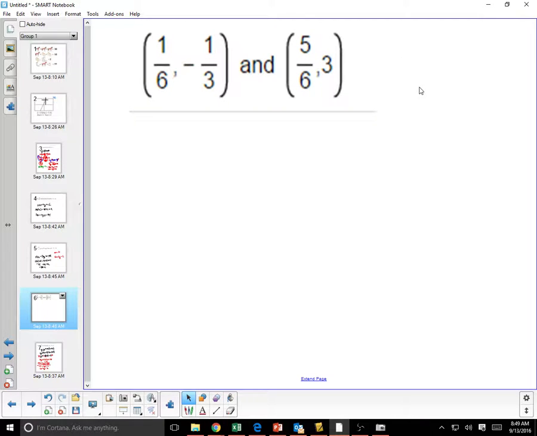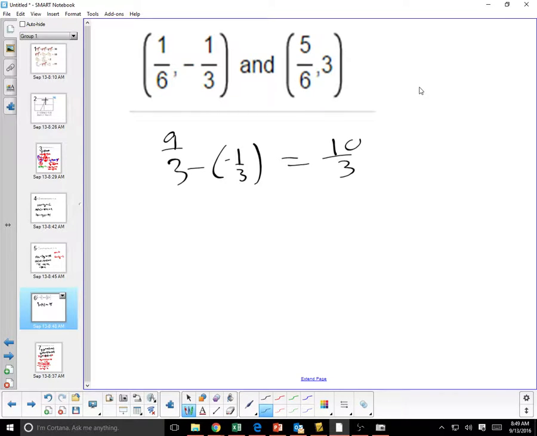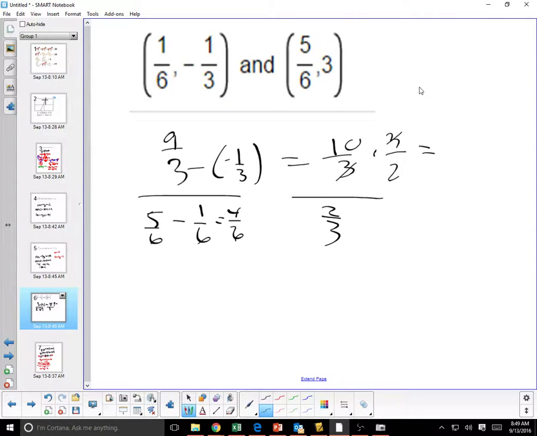Okay, changing y, changing x, right? So you're gonna have 3 minus the 1/3. That should be 9/3, so this becomes 10/3. And the denominator, 5/6 minus 1/6, which is 4/6, which is actually 2/3. Multiply by the reciprocal. So you get 10 over 2, which is simply 5. Okay? So there's my slope.